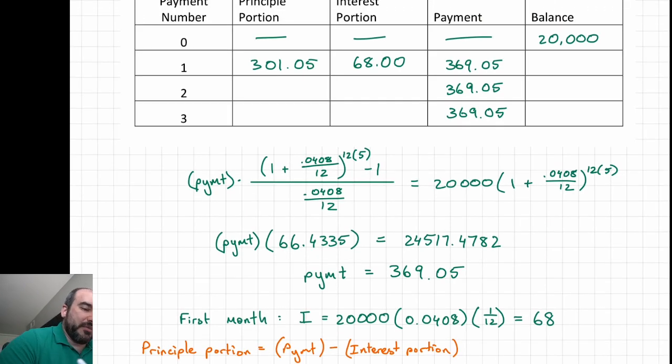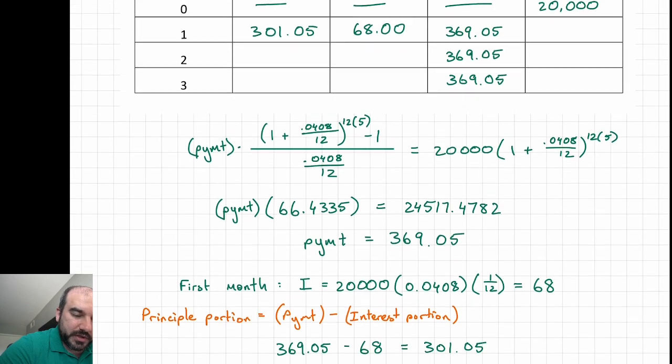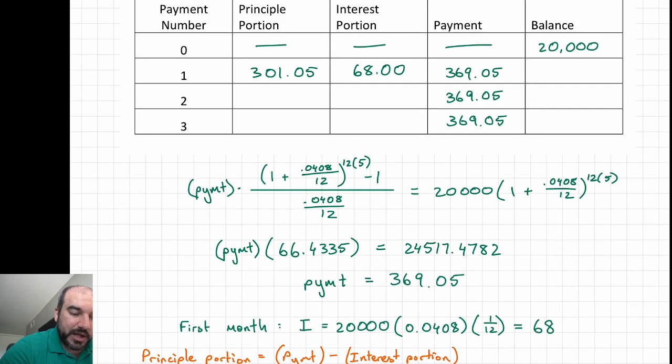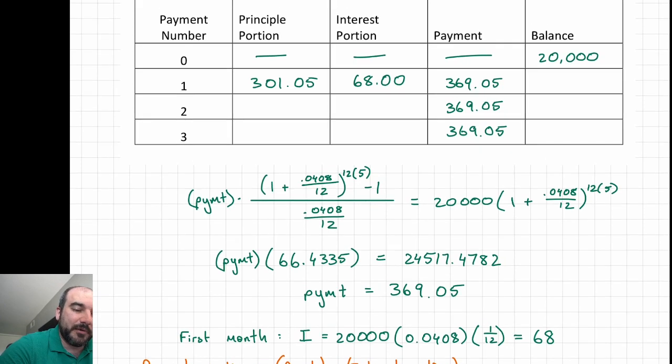And then finally, we need a way to figure out what our new balance is. Let me explain to you what's happening here before I give you the formula for that. I don't want you to think there's way too many formulas here. This should logically make sense to you what's happening here. You're borrowing $20,000.